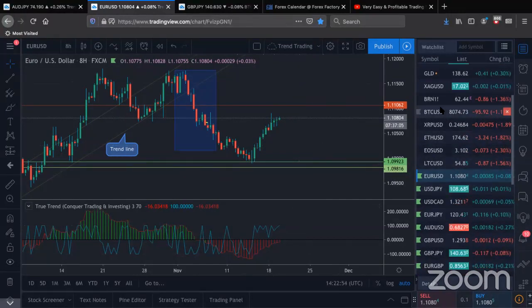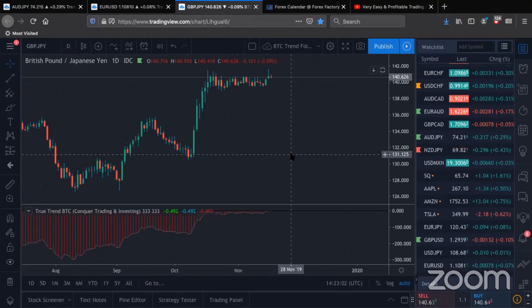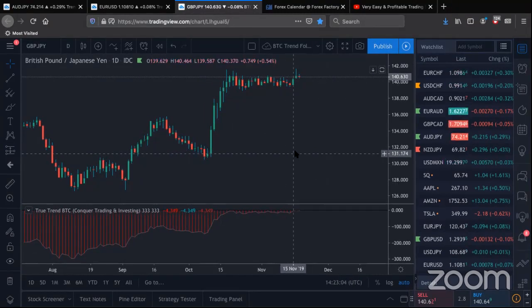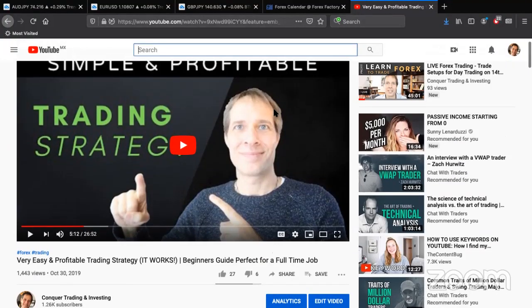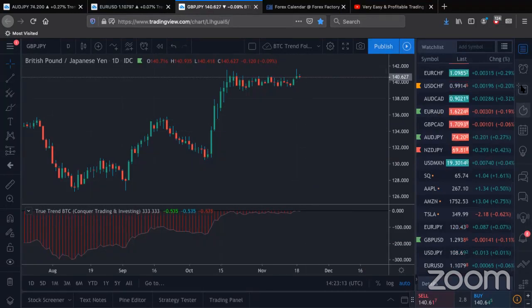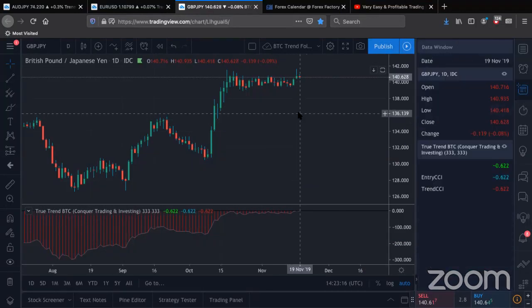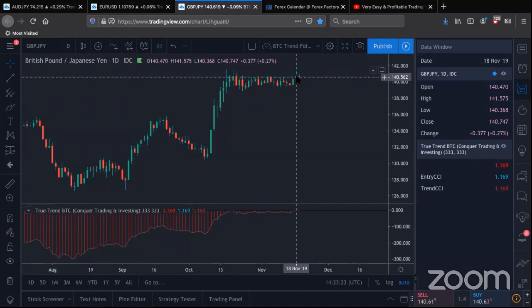Bitcoin does not look so good this morning. Let's take a look. I believe yesterday Jeff had pointed out there was a possible zero line cross on the pound Japanese yen for the very easy and profitable trading strategy. Yep, you definitely got a zero line cross yesterday, a buy signal. And then today it's trading off a little bit, so it's possible you're going to get another zero line cross today.